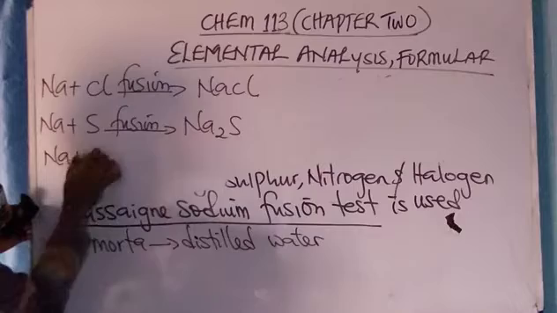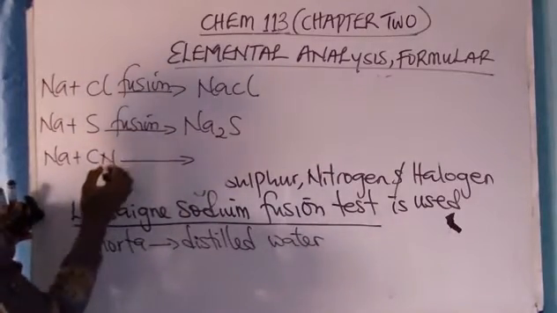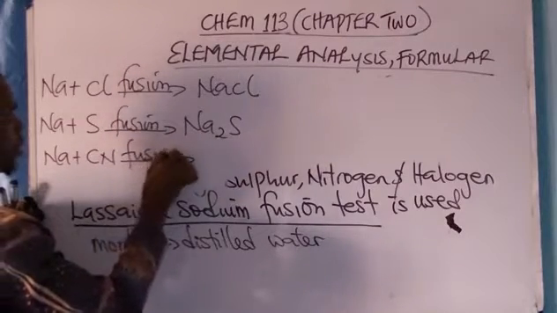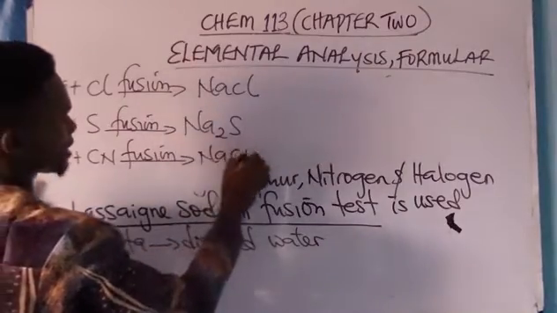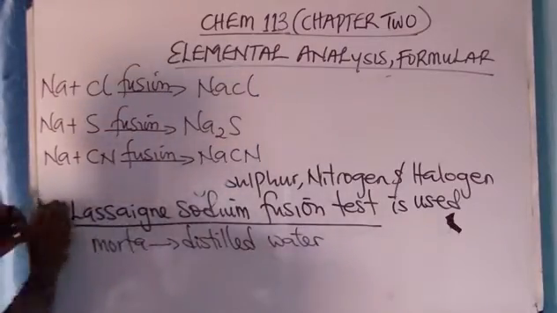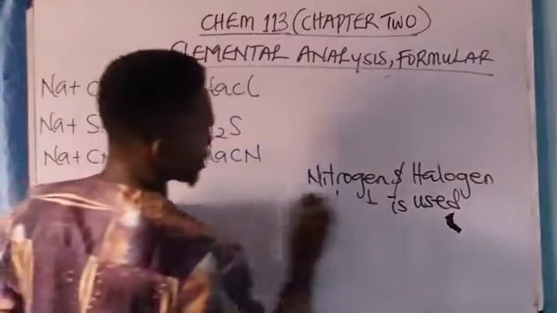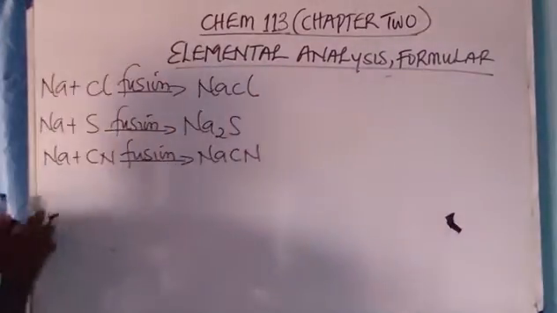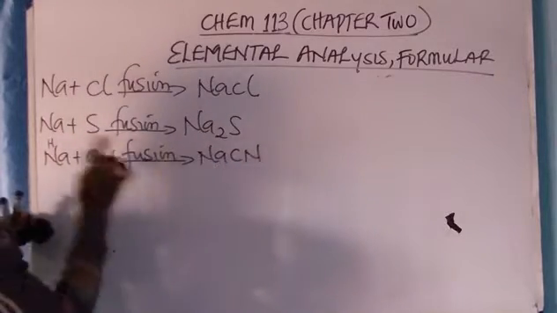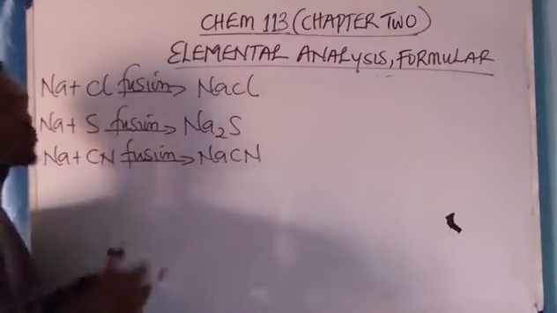If I react sodium with cyano, that is fusion, I'll get sodium cyanide. Apart from sodium cyanide, I can also have hydrogen cyanide. It's just like reacting H with cyano to have hydrogen cyanide. So this is the Lassaigne sodium fusion test.